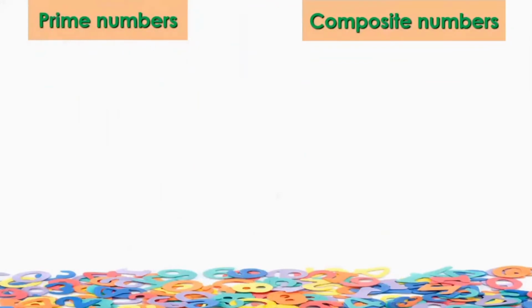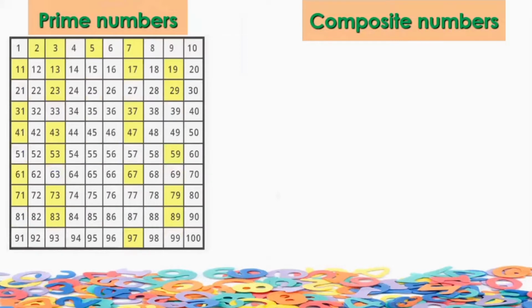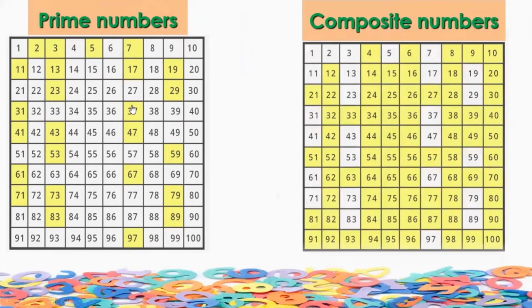Let's start with the prime numbers. The ones in the yellow shaded part are the prime numbers: 2, 3, 5, 7, and so on. For the composite numbers, the ones in the yellow shaded part as well, 4, 6, 8, 9, 10, and so on. These are the composite numbers.